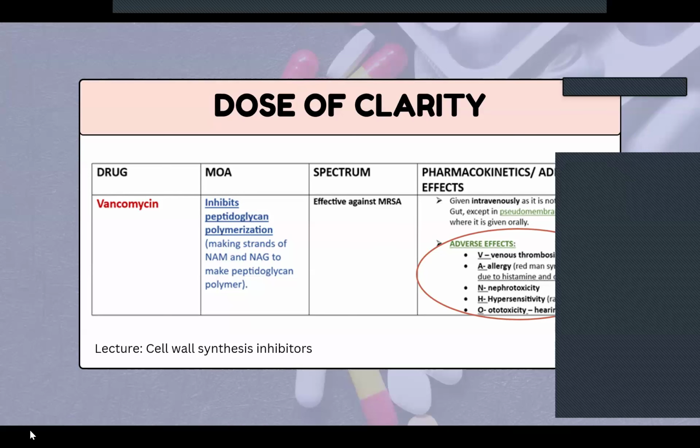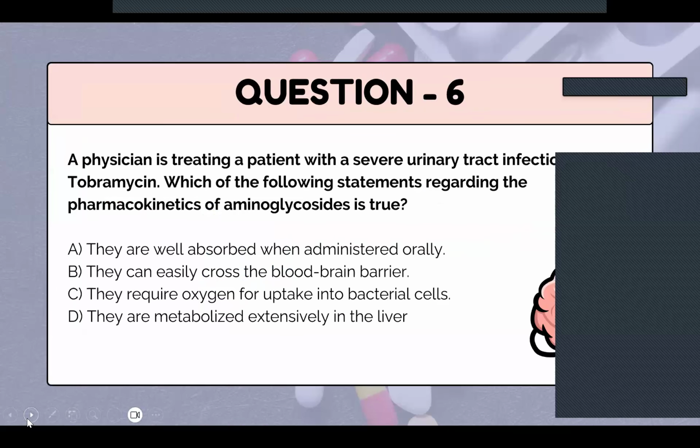Now let's move on to the next question. A physician is treating a patient with severe urinary tract infection using tobramycin. Which of the following statements regarding the pharmacokinetics of aminoglycosides is true?